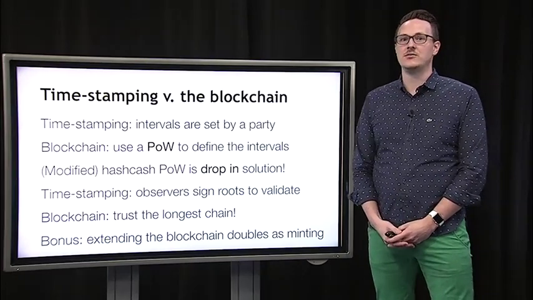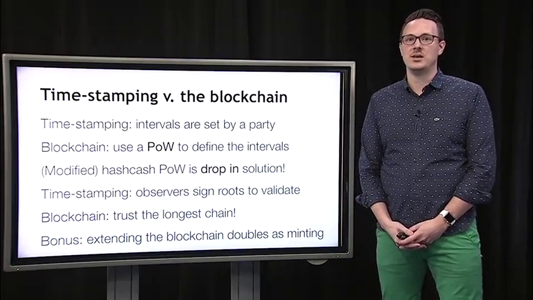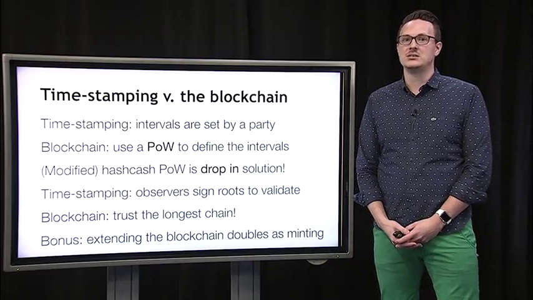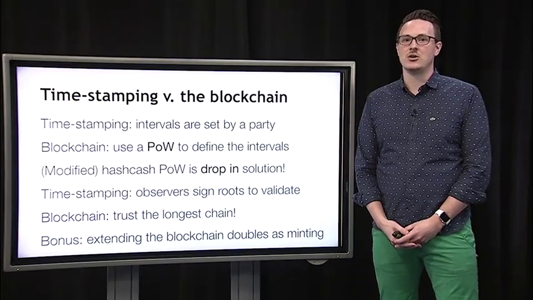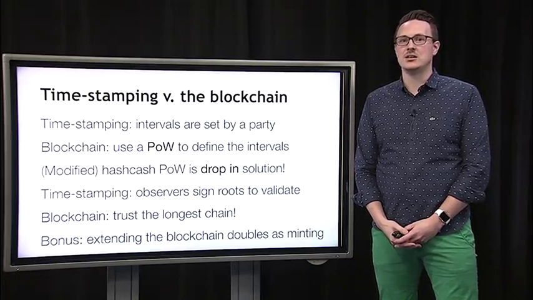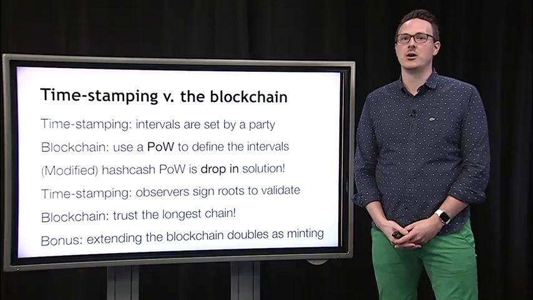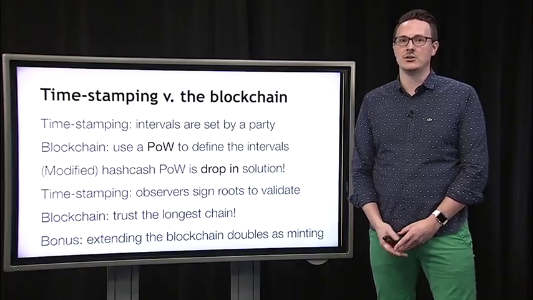Now, the bonus of using the blockchain is it also gives you a really nice way of minting cash. If you want to mint new Bitcoins, when you update the blockchain, you can include a transaction, a Coinbase transaction that creates these new Bitcoins out of thin air. And because these intervals are set for every 10 minutes, then you have a controlled mechanism for creating these currencies at regular intervals.